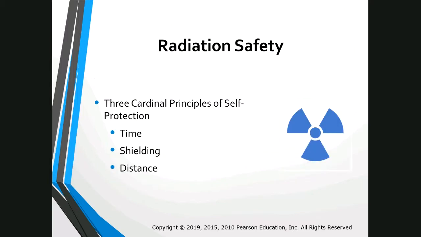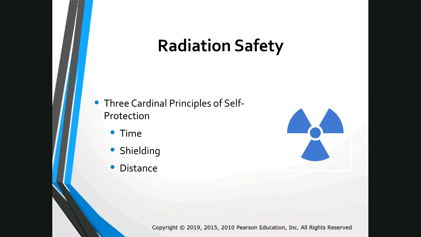Radiation: there is a 3 cardinal principle of self-protection. It's time, shielding, and distance. Time is the amount of time the patient's exposed, so they generally try to make it a minimal amount of time. Shielding, they provide a kind of lead-proof protective shielding that will go over key components of our body, and distance.